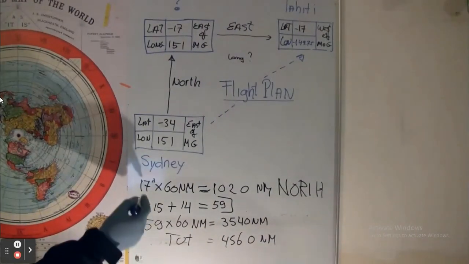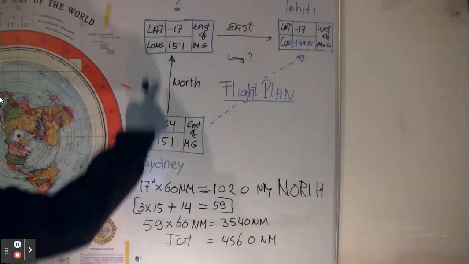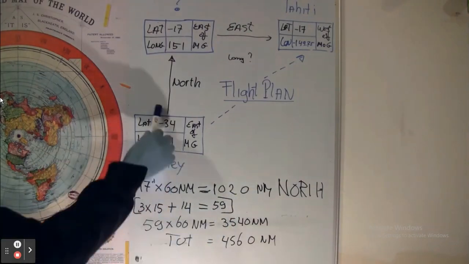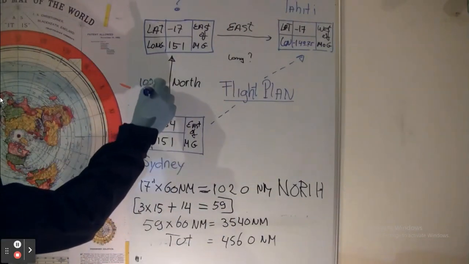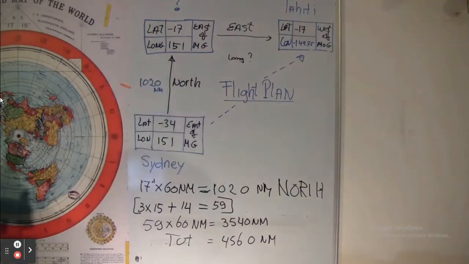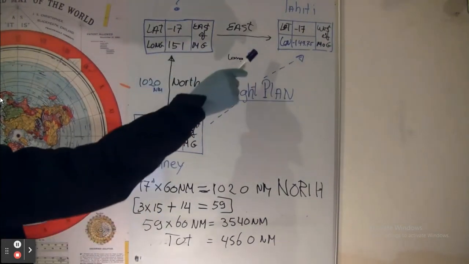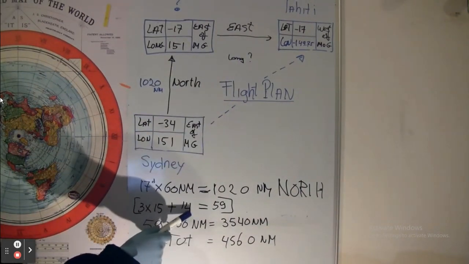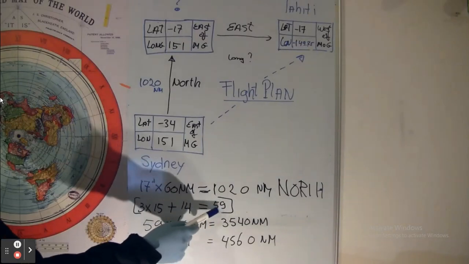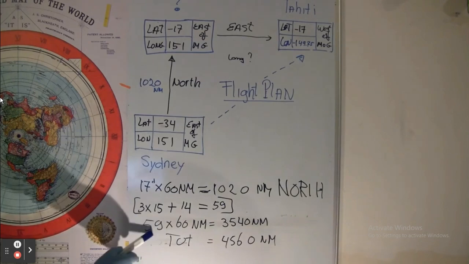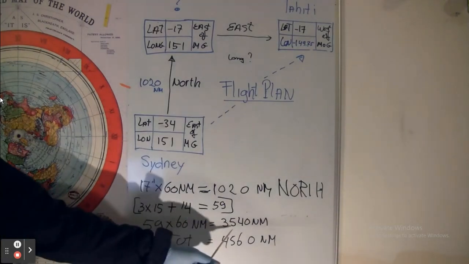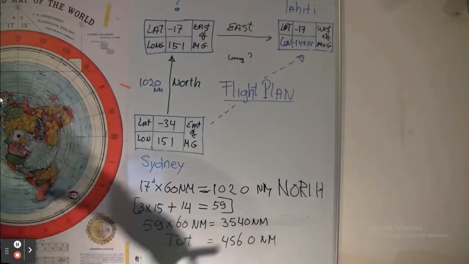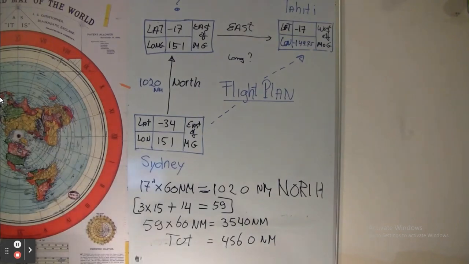It means we have to fly 16 degrees north. That is 16 degrees times 60 nautical miles. That makes a total of 1020 nautical miles north. And from this position we have to turn east, and that's 3 times the longitude lines plus the 14 degrees to Sydney. That's 59 degrees. 59 degrees times 60 nautical miles, that makes a total of 3,540 nautical miles. The total distance from Sydney to Tahiti is 4,560 nautical miles.